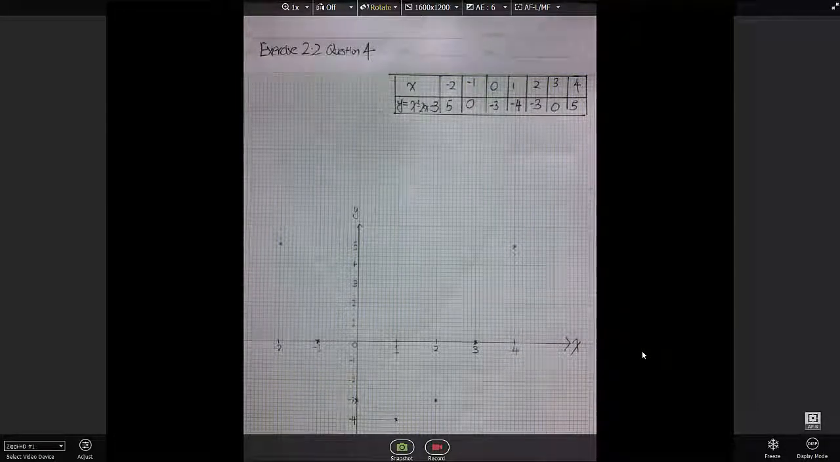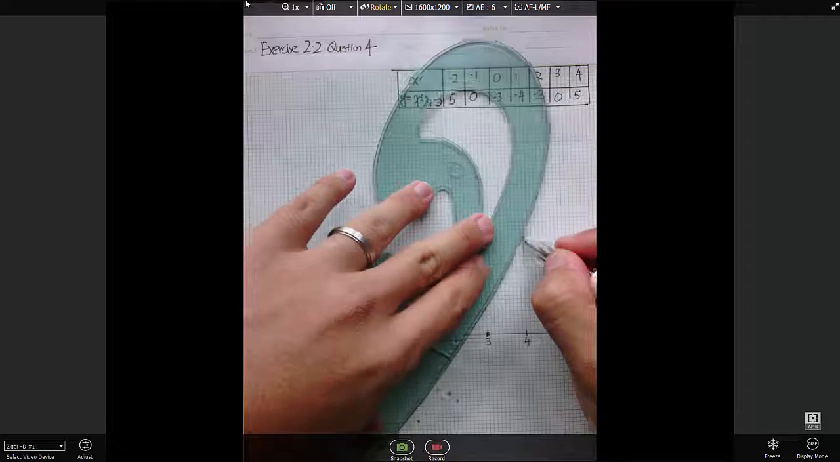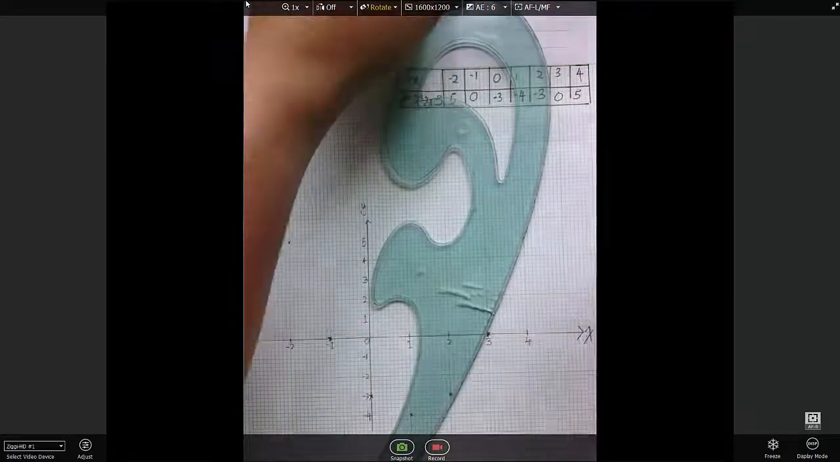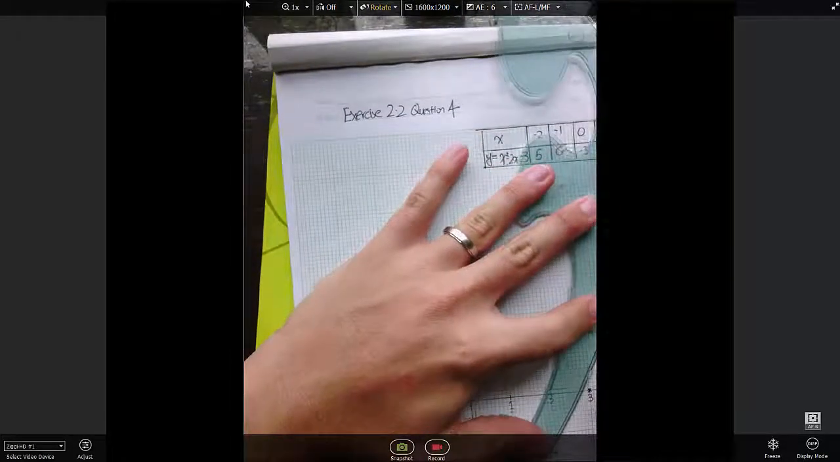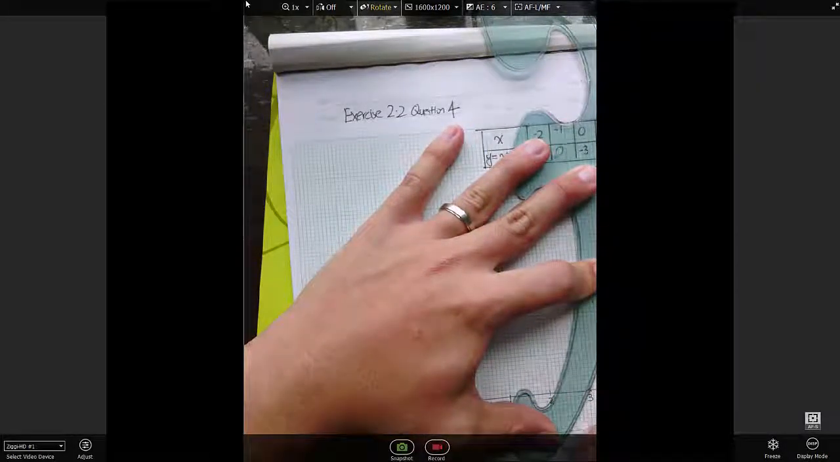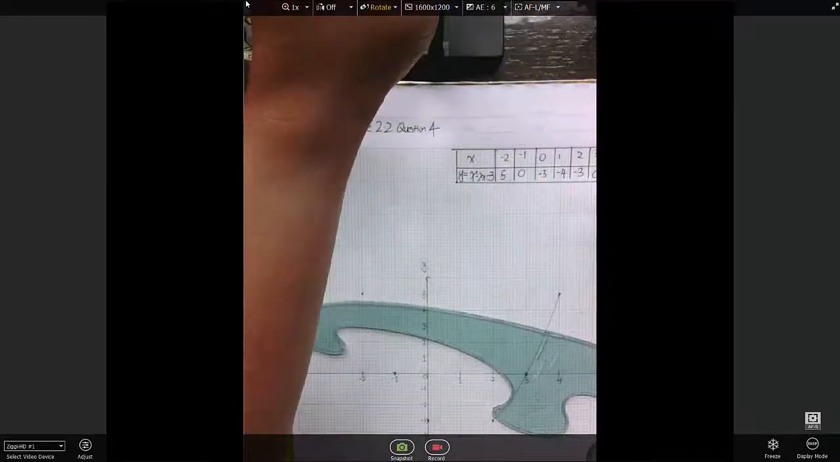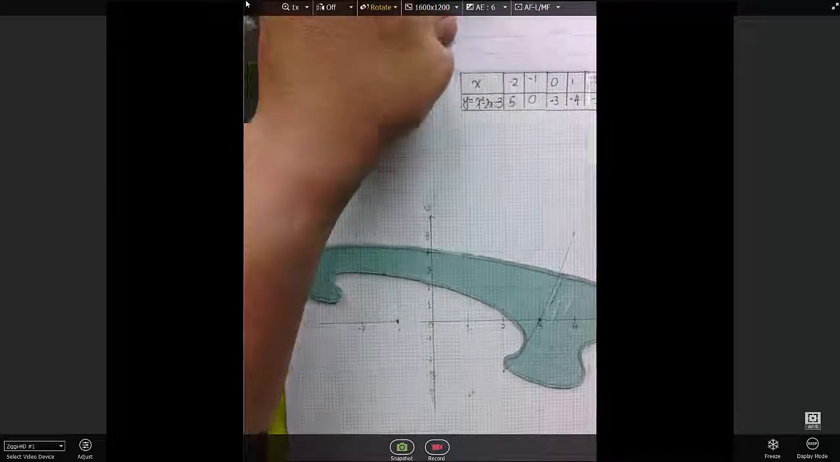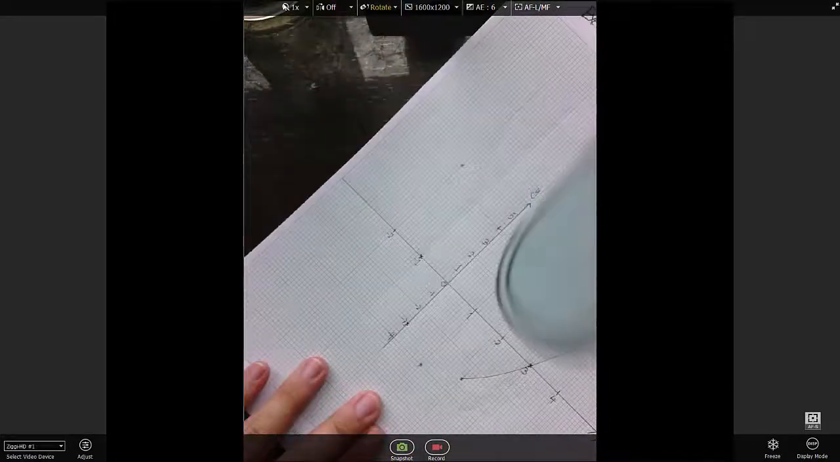Like this. Then either you can use your curve ruler or your flexible curve to draw this part here. I will attempt to use my French curve, which I prefer, but up to you. Let me shift the camera a bit first. I've drawn the first part there already. Let me shift the camera up a bit. Then I try to draw the other part now.